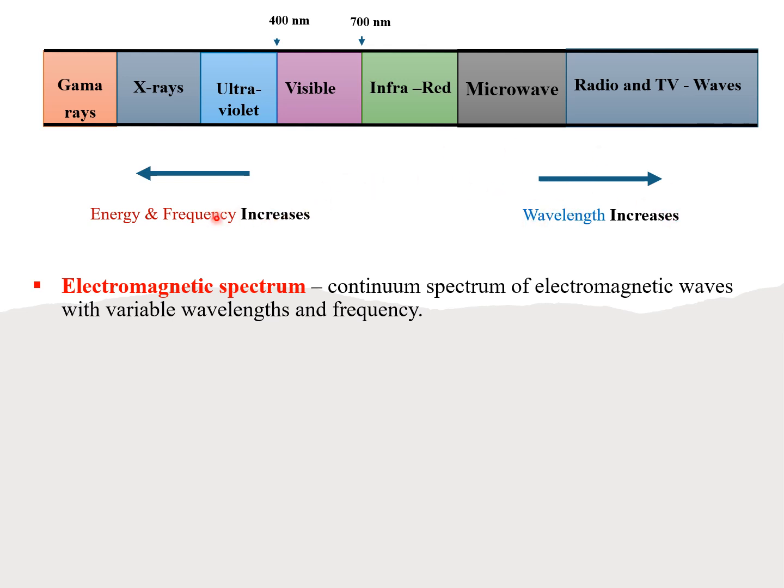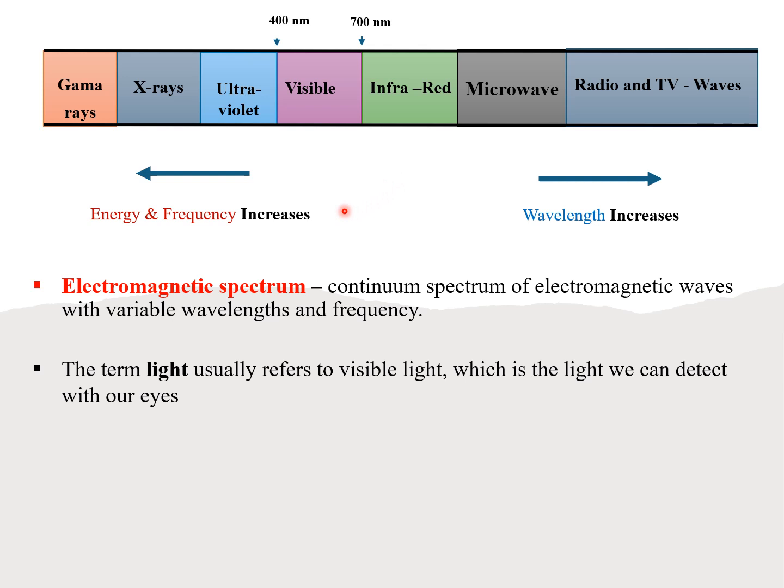So energy and the frequency are moving together. If high energy and high frequency, then lower wavelength. Larger wavelength means lower energy and lower frequency. So in these spectral regions, the gamma rays have the highest energy and the highest frequency, however, the lowest wavelength. And at the other end, radio and TV waves have the lowest energy and the lowest frequency but high wavelength.